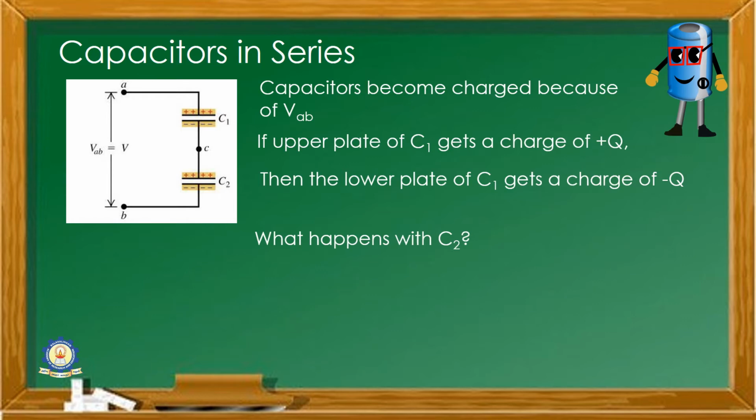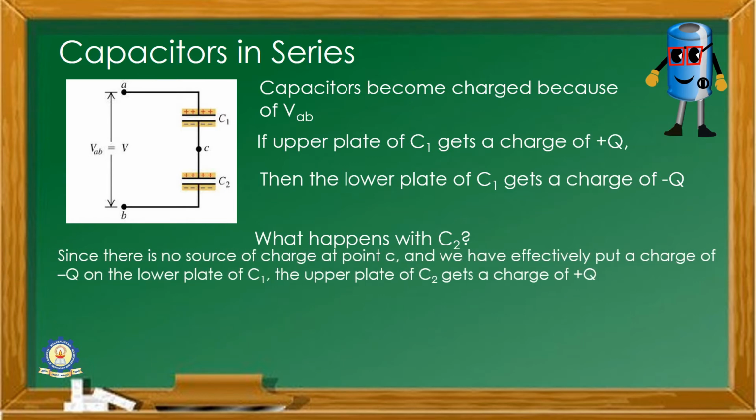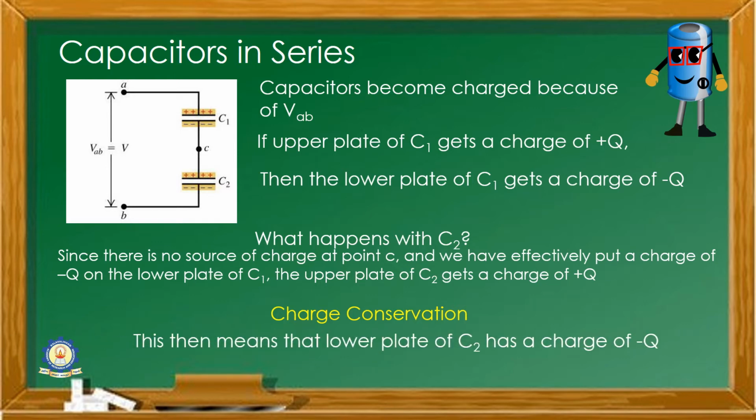What happens with C2? Look into the picture carefully. Since there is no source of charge at point C and we have effectively put a charge of minus Q on the lower plate of C1, the upper plate of C2 gets a charge of plus Q. Similarly, the lower plate of C2 gets a charge of minus Q. This is called charge conservation. So this means that the lower plate of C2 has a charge of minus Q.